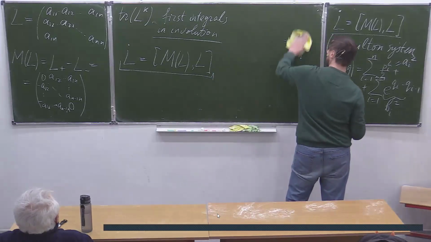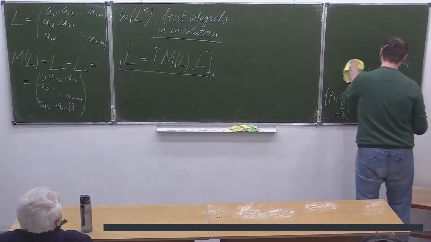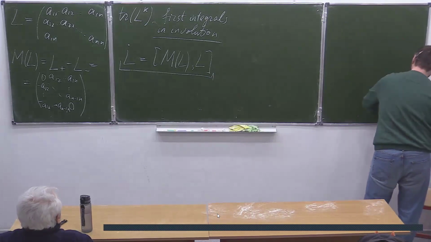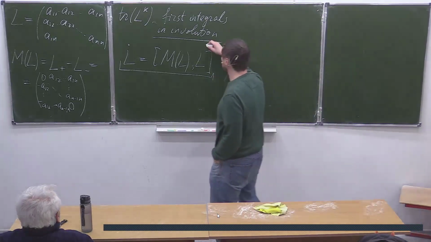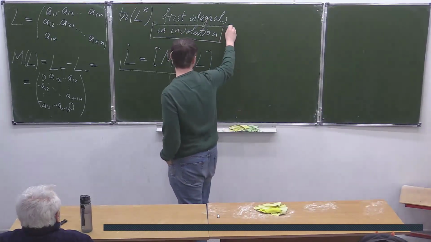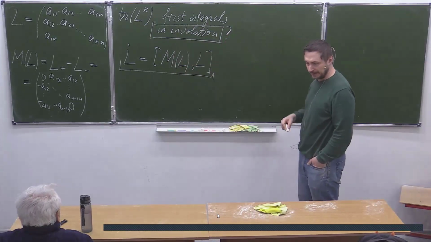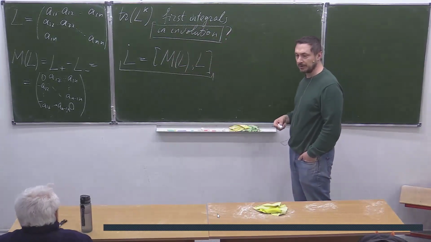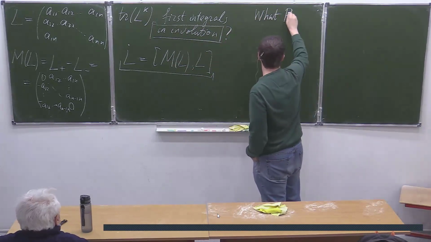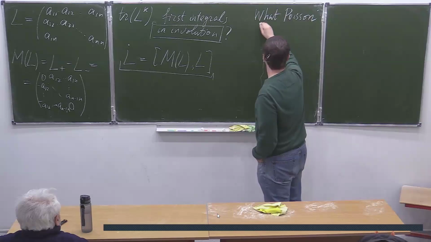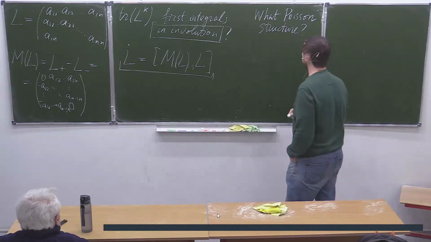Now, again, we have an equation. It is easy to see that traces of the matrix L to some powers are first integrals of this system still. But what does it mean, in involution? To make sense of this word, I need to speak a little bit about the Poisson structure. So, what Poisson structure do we use?